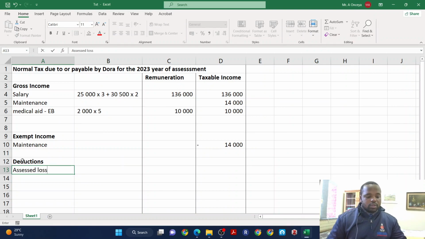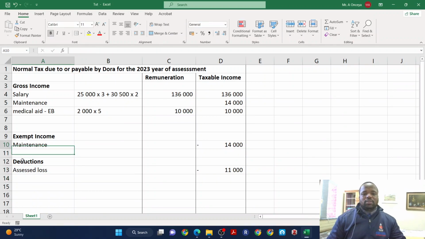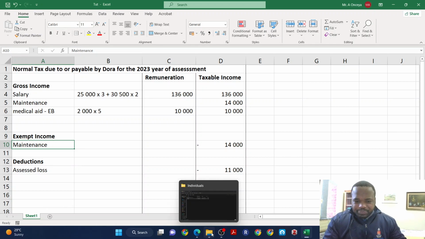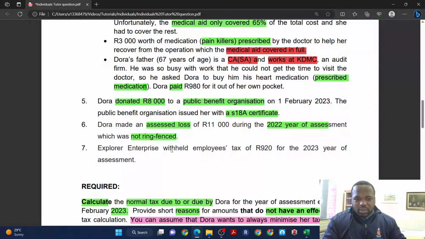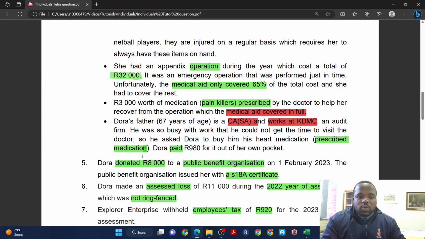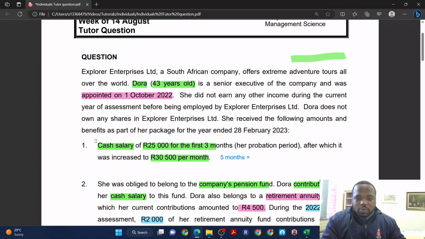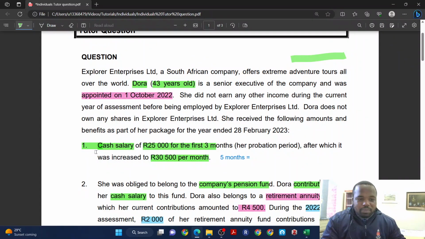Assessed loss, minus 11,000. That's it right there. You do nothing else. Explorer Enterprises withheld employees tax of 920 rands for the 2023 year of assessment. This is the last item we'll deal with. So now we're in a position to go back and say, okay, salary of 25,000 rands, after which we are done with this. There's nothing more we need to do.